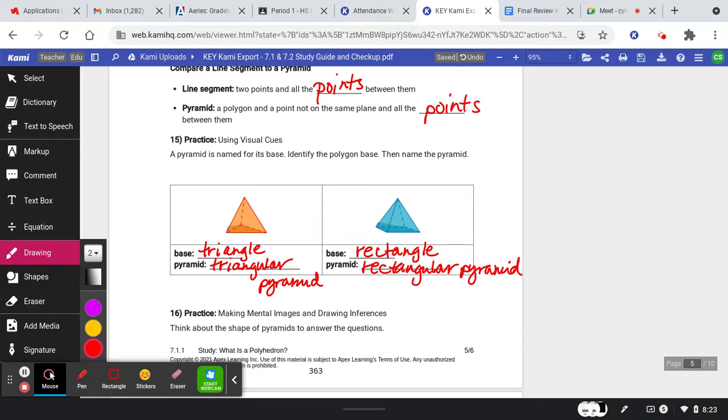And doesn't this one look like a pyramid? If you picture the pyramids of Egypt, we're like, oh yeah, pyramid, got it. Now I can visualize it. So think about those prisms. They have 2 polygons as the base. And think about this pyramid. It has 1 polygon as the base with a vertex at the top.